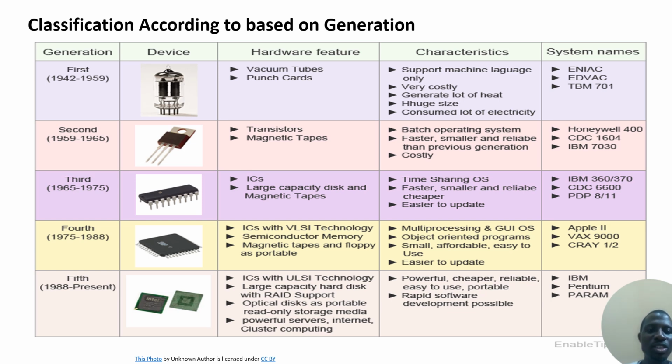And the fifth uses ultra large scale integration, which is the ULSI technology. They have large capacity hard disks, and most times equipped with RAID technology, and they can be used with powerful servers, internet, and cluster computing. They are powerful, very powerful. Out of all the generations, it is the most powerful. They are cheaper, and they consume less current, making it very reliable. And rapid software development is possible with this generation of computer. Common examples are the ones manufactured by IBM and Pentium.